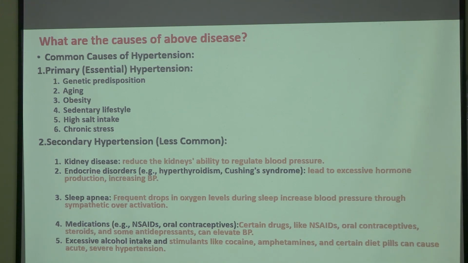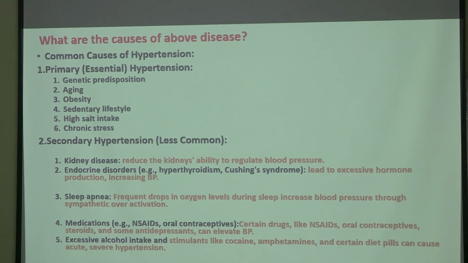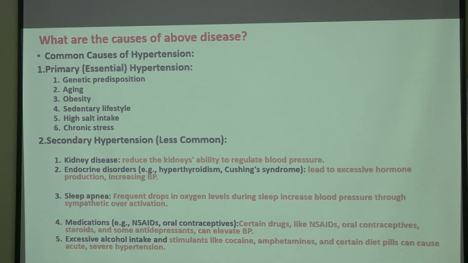The primary factors are those which are basically involved with the development of essential hypertension. So, genetic predisposition, aging, obesity, sedentary lifestyle, high salt intake and chronic stress. As the case mentions the presence of all these factors, it means since all these factors are present in the case, the person has a high chance of developing hypertension.